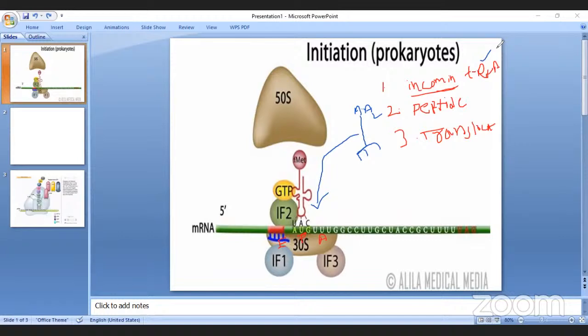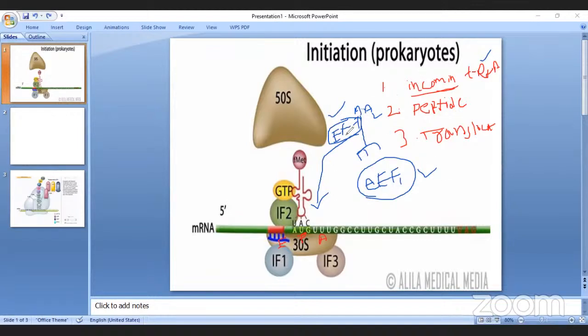Now this aminoacyl tRNA's anticodon pairs with the codon of mRNA, and this is facilitated with the help of EF-Tu. The second incoming tRNA is brought towards the A site with the help of elongation factor T in prokaryotes, or EF1 in eukaryotes. EF-T in prokaryotes, EF1 in eukaryotes. Mechanism same.